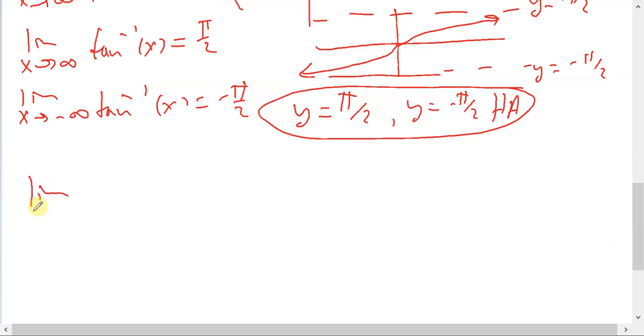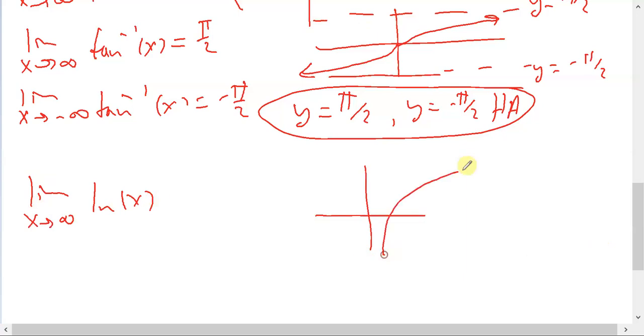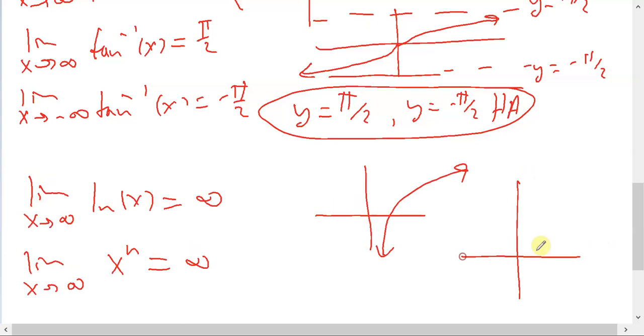For example, if I try to take the limit as x goes to infinity of natural log of x, well, based on the graph of natural log, or any log where the base is bigger than 1, that's going to infinity. And if it can't even go to infinity, negative infinity, it wouldn't make sense to try to write that limit. Any x to the n, as we go to infinity, all of those will go to infinity, because all those graphs on this side sort of look like that. It just depends on how steep.